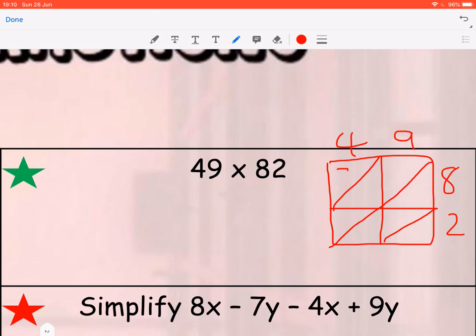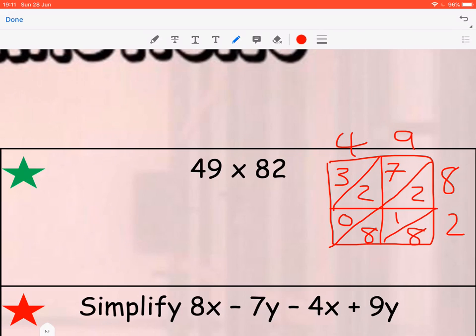4 times 8 gives you 32, so 3 goes in the top left, 2 goes in the bottom right. 9 times 8 is 72, 7 goes in the top left, 2 goes in the bottom right. 4 times 2 is 8. And 9 times 2 is 18. Once you're there, you just add up your slides.